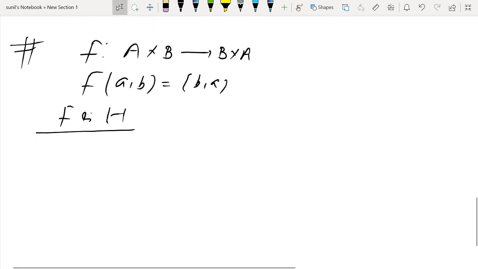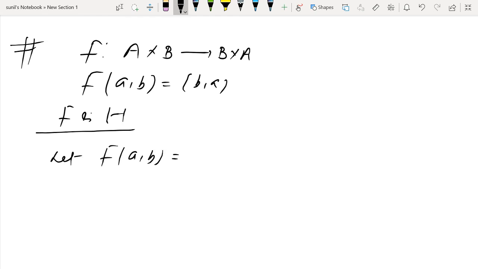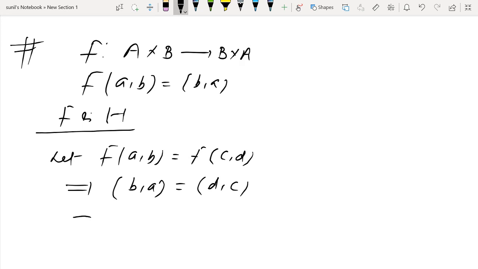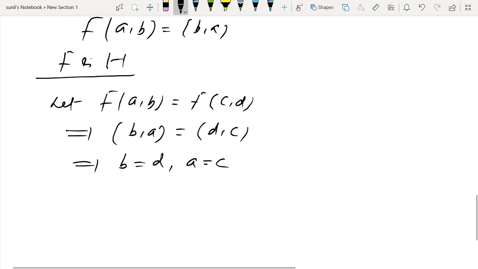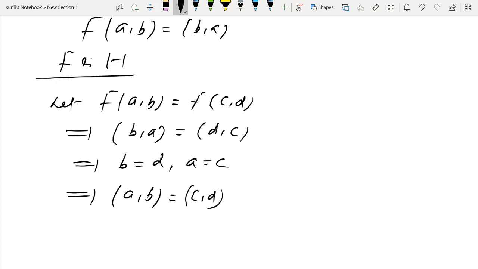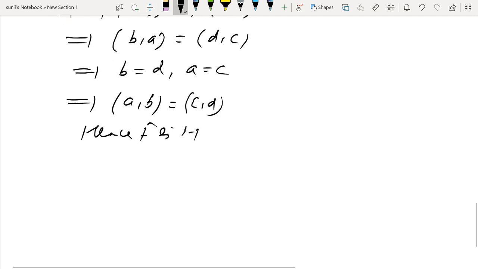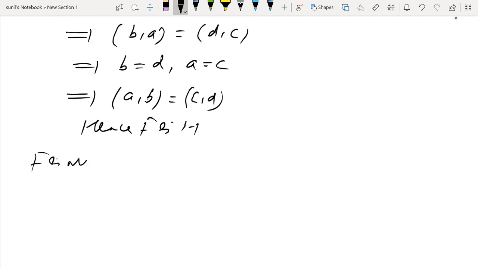Now what I am going to do, let f of (a, b) be equal to f of (c, d). This will imply, by definition of the function, (b, a) equals (d, c). Now when two ordered pairs are equal, b equals d and a equals c. Then this will imply (a, b) is equal to (c, d). So hence f is 1-1.